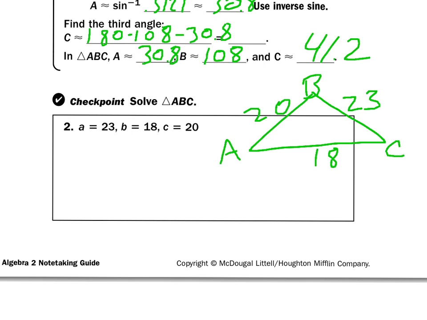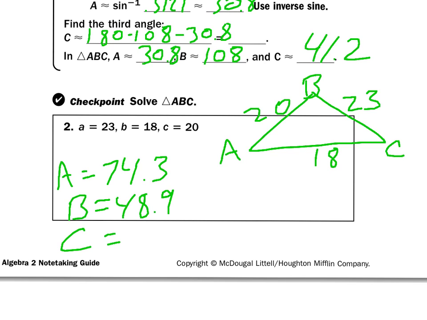Hopefully you're pausing it right now. Alright. Hopefully, let's see. A, 74.3. B, 48.9. C, 56.8. If you didn't get that, try it again. You might take one more shot at it. Okay.